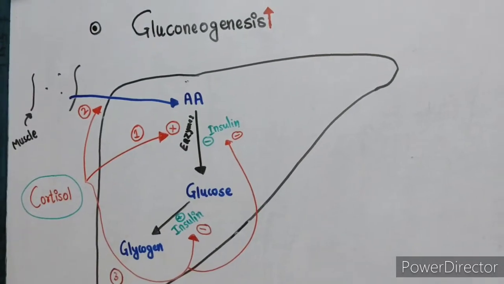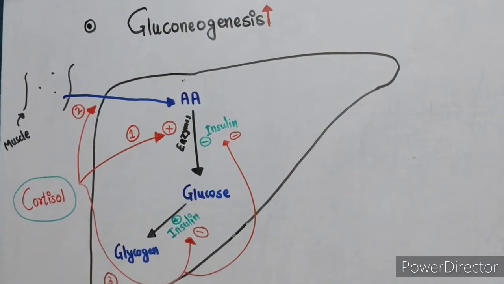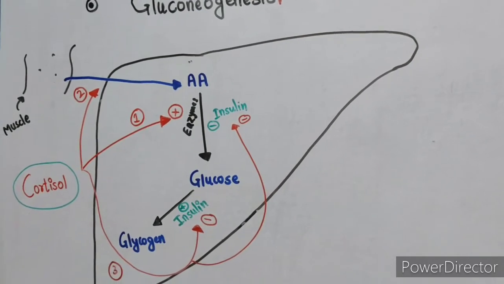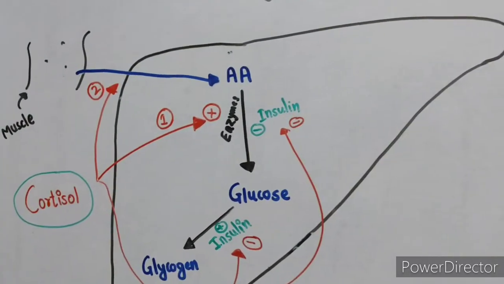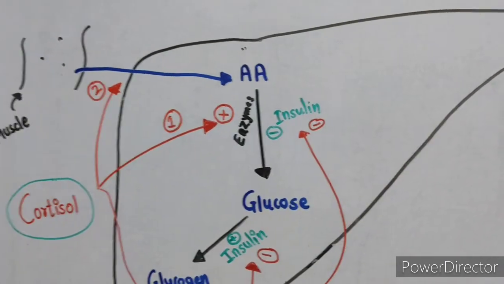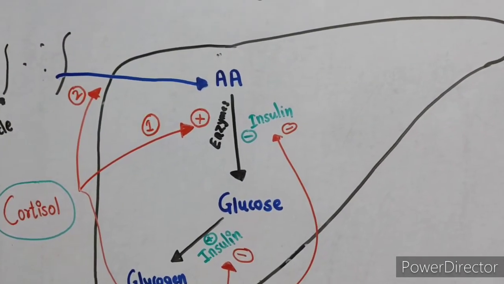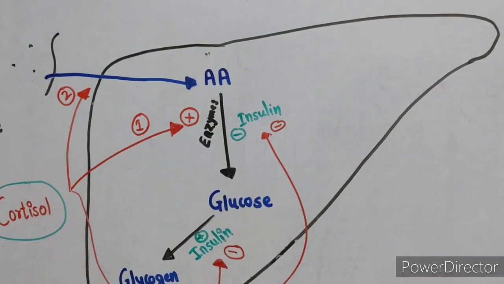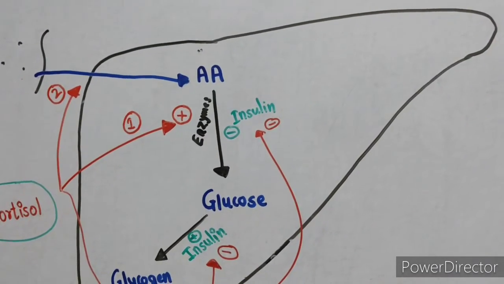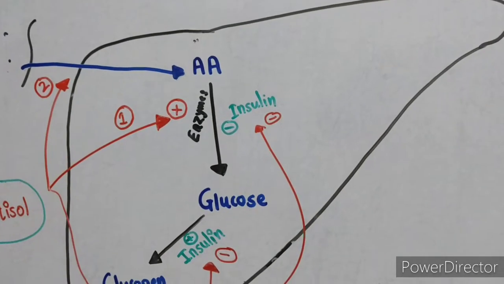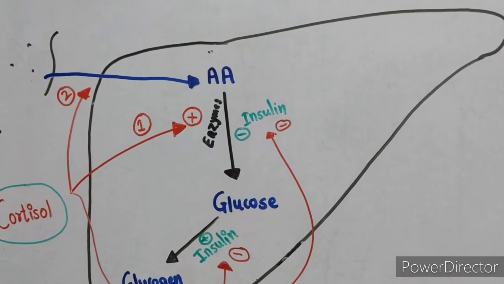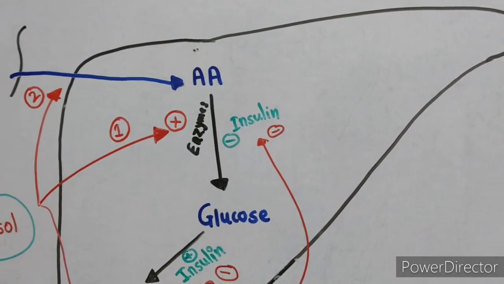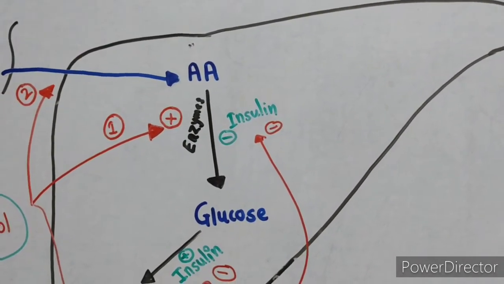Gluconeogenesis takes place in the liver, and the meaning of gluconeogenesis is synthesis of glucose from amino acids and fatty acids. From the muscles, amino acids are mobilized into the liver. In the liver, these amino acids are synthesized into glucose by a series of enzymes. This process is called gluconeogenesis. Insulin inhibits the enzymes which are involved in synthesis of glucose from the amino acids.